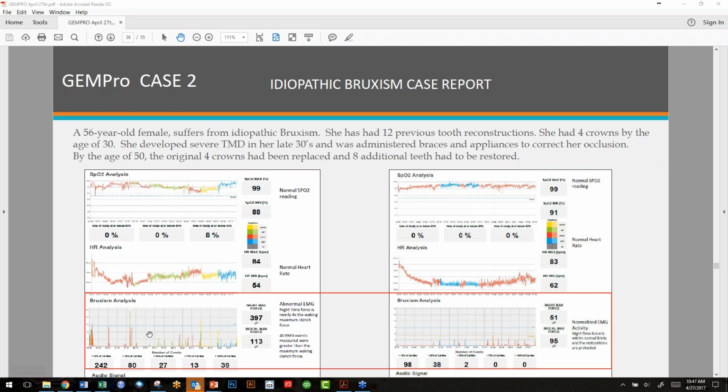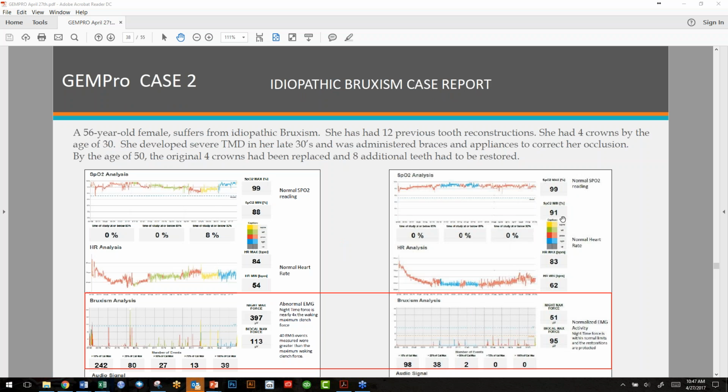Her bruxism is a catastrophe. So her BiteCal max force is 113, and then when she sleeps, it's 400. So that's pretty bad. And you can see by the bin data at the bottom, she had, let's see this, so that's 40, she had 79 clenches or grinds. So that's a lot.